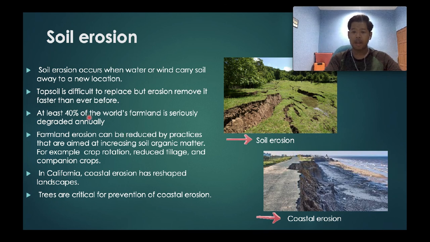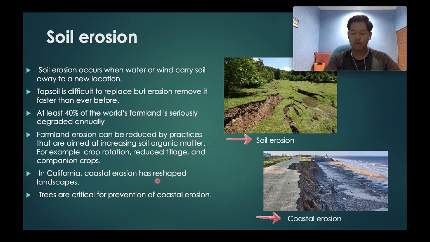At least 40% of the world's farmland is seriously degraded annually. Farmland erosion can be reduced by practices that are aimed at increasing soil organic matter. For example, crop rotation, reduced tillage, and companion crops. As you can see, this is an example of soil erosion from the diagram provided on the slide.